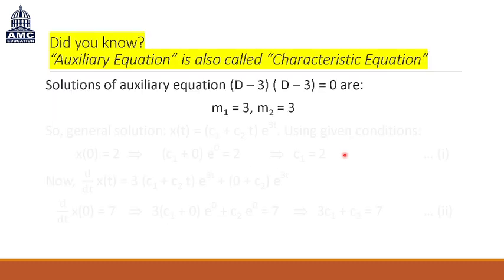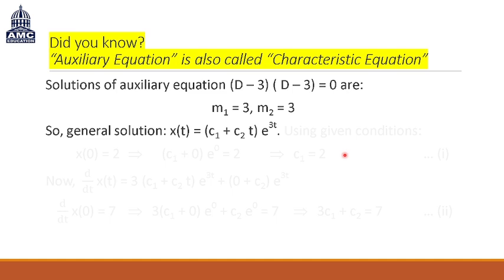So this is the case where we have got a repeated root, right? So the root 3 is repeating, m1 is 3, m2 is 3. So the general solution is x(t) is equal to (c1 plus c2 t) e power 3t.